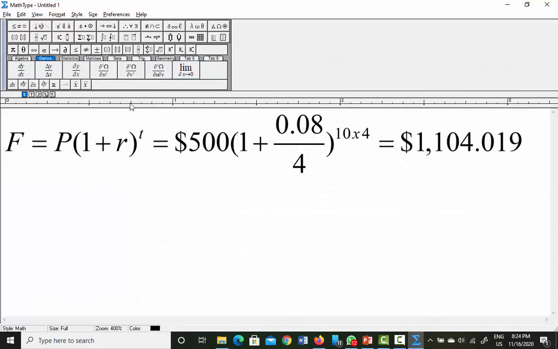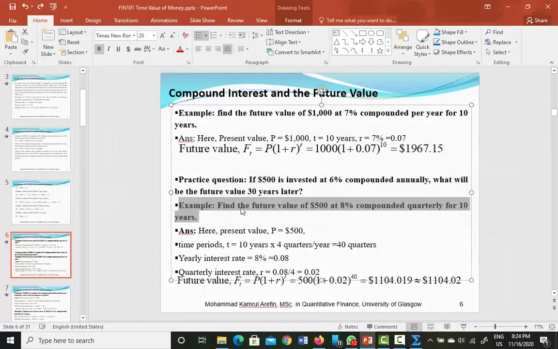So that means this is the future value. I'm repeating again. The question was: find the future value of $500 at 8% compounded quarterly. That means we need to find the future value, where the present value is $500 and the interest rate is 8%. 8% is the annual rate, but interest will be calculated on a quarterly basis, so we need to find the quarterly interest rate.